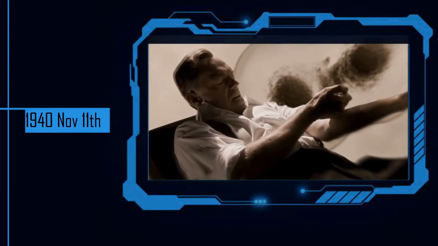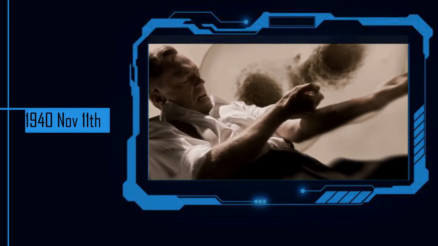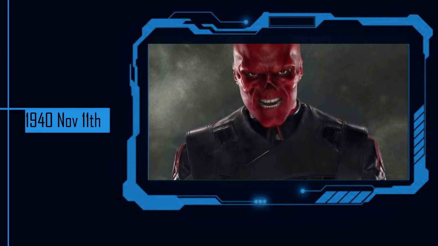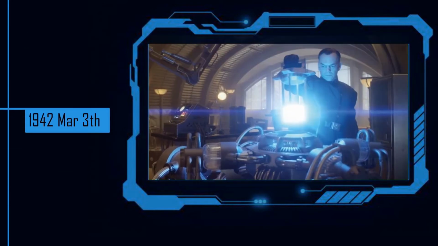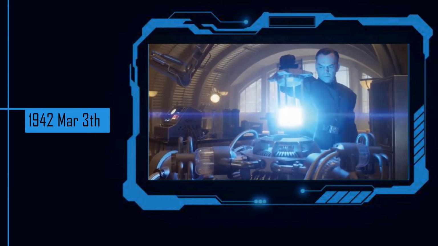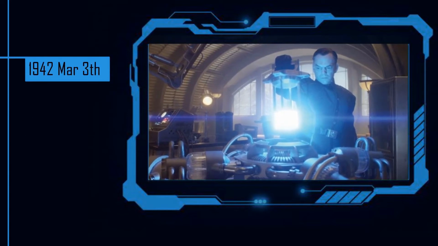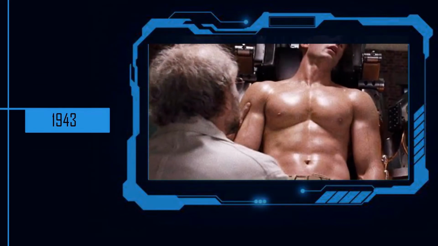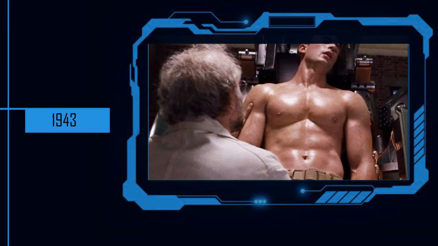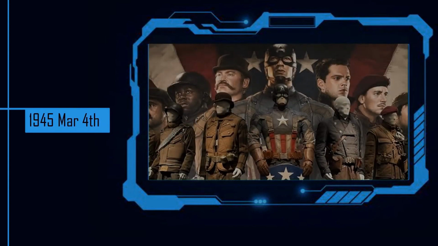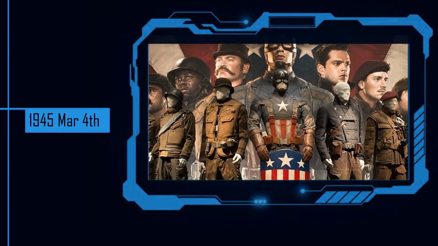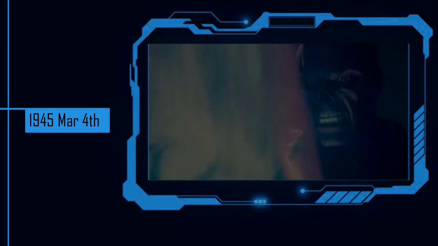1940, November 11th, Johann Schmidt injects himself with the super soldier serum, transforming himself into the Red Skull. 1942, March 3rd. Red Skull discovers and secures the Tesseract. 1943, Steve Rogers is successfully transformed through the use of the super soldier serum. Captain America is created. 1945, March 4th. Captain America and the Howling Commandos defeat Red Skull, who uses the Tesseract and subsequently vanishes, never to be seen again.